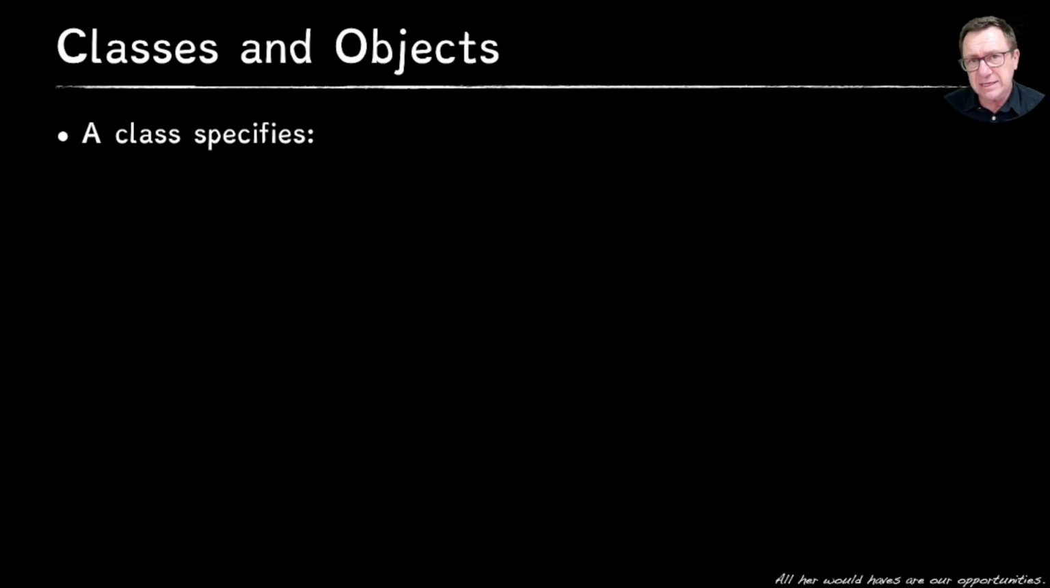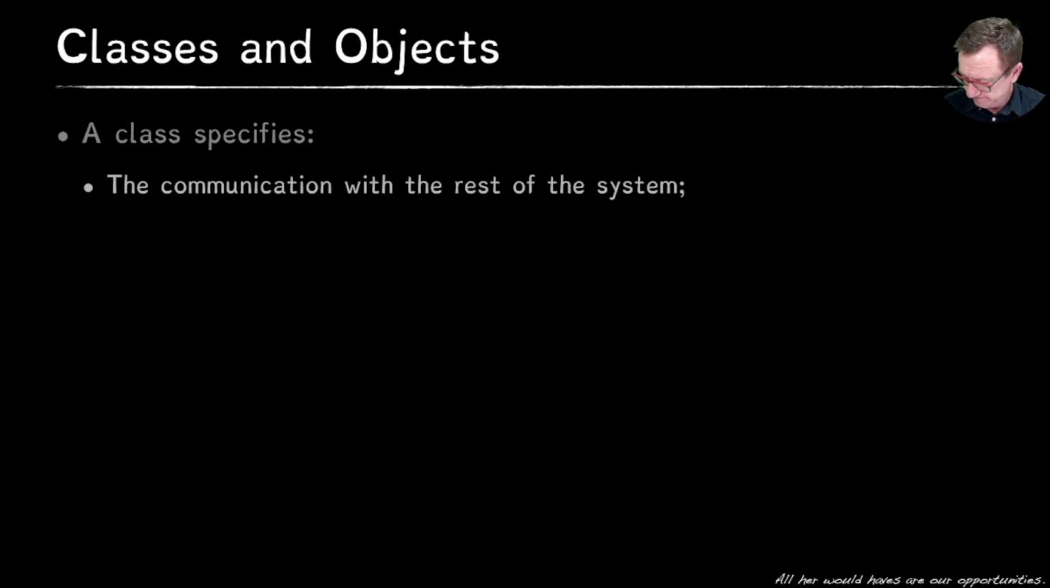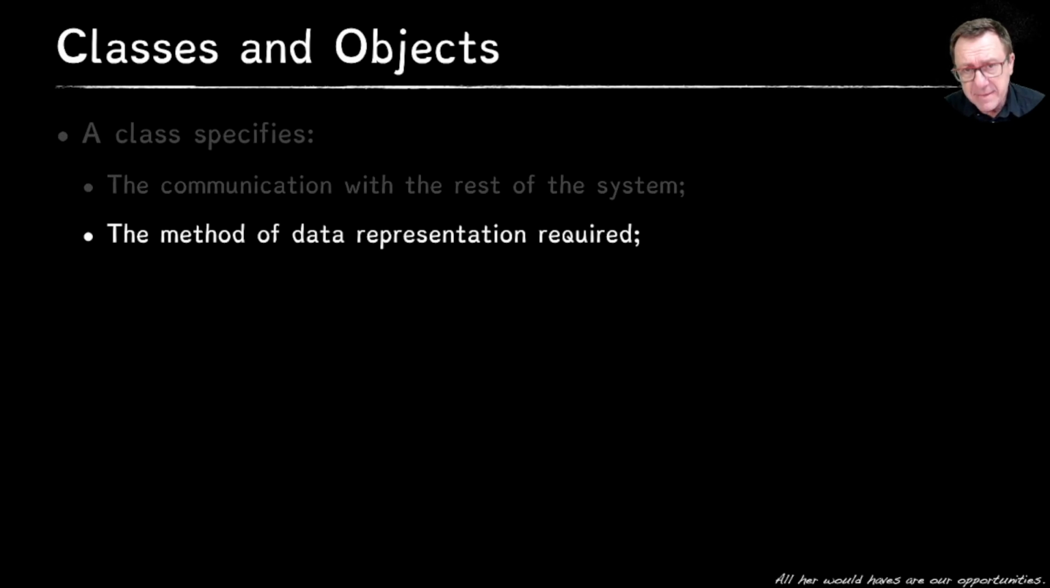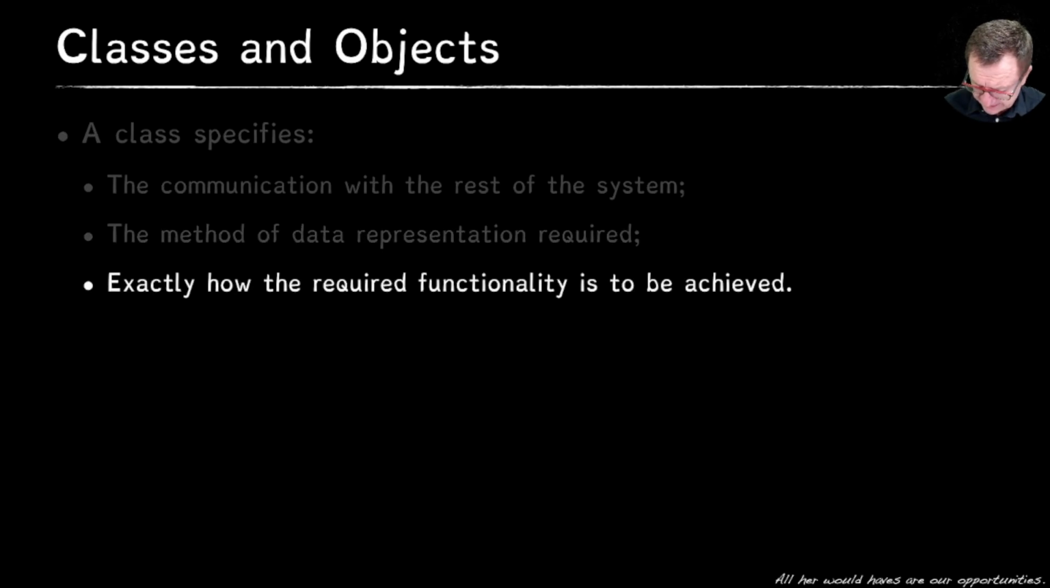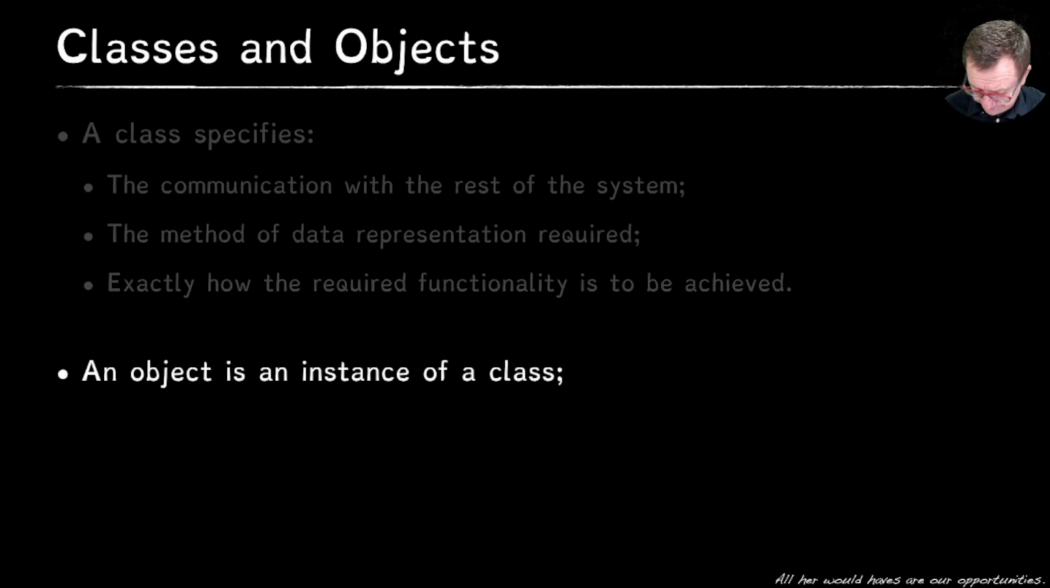What does our class specify? Our class is going to specify lots of things, but one of the things it specifies is the communication that will occur with the rest of the system. The method of data representation is also required. We need to know how this data is represented, and exactly how the required functionality is going to be achieved. These are things that our class is specifying.